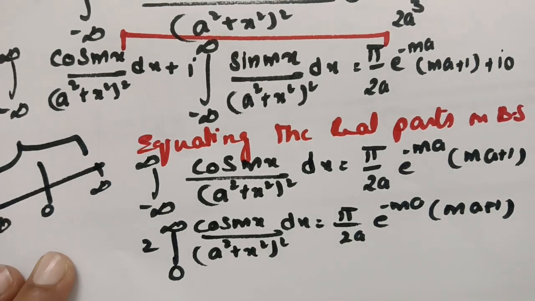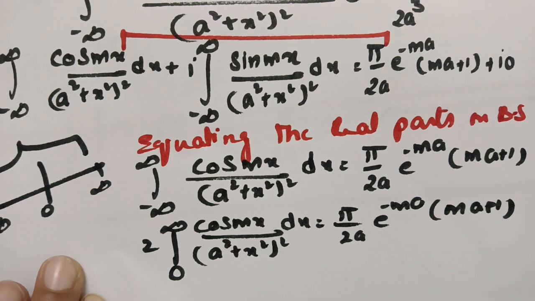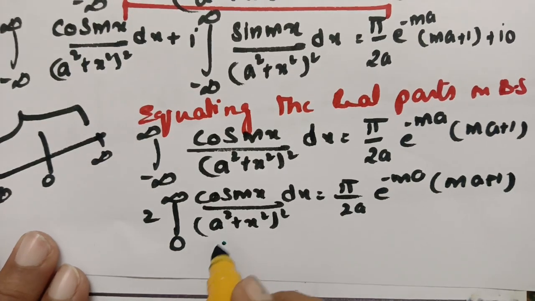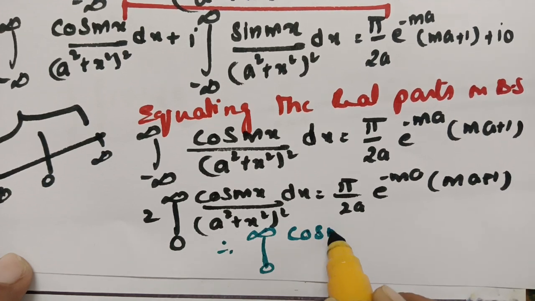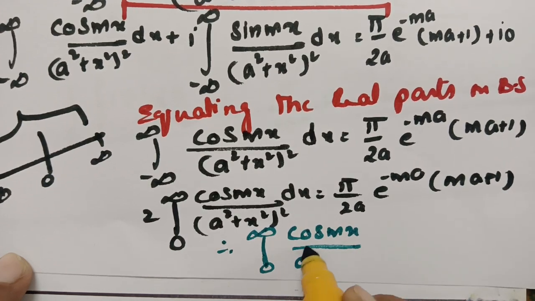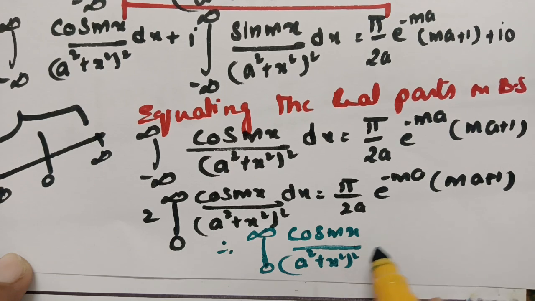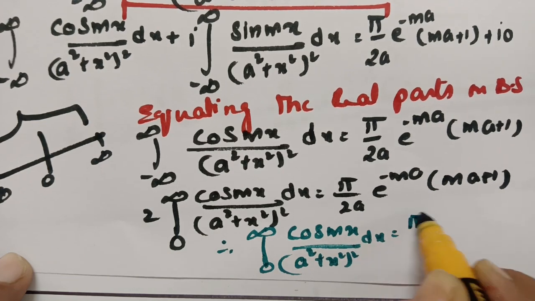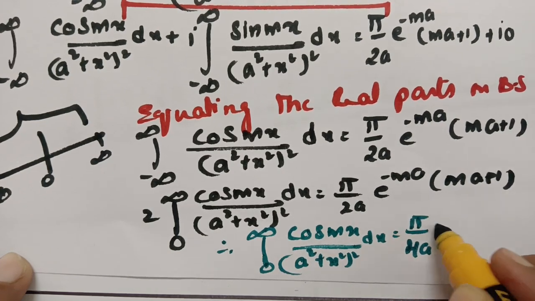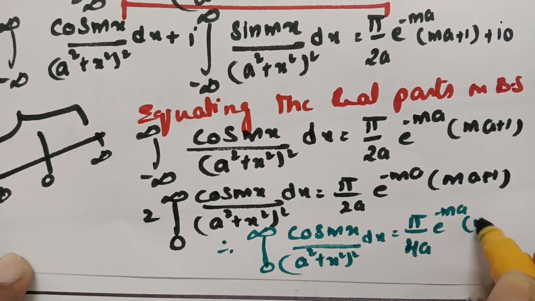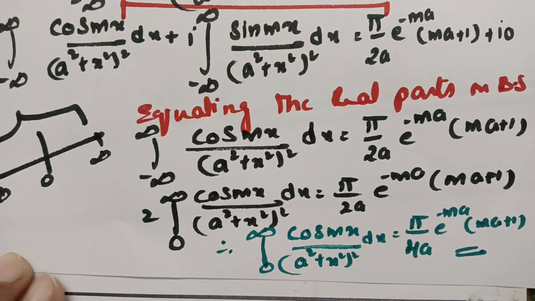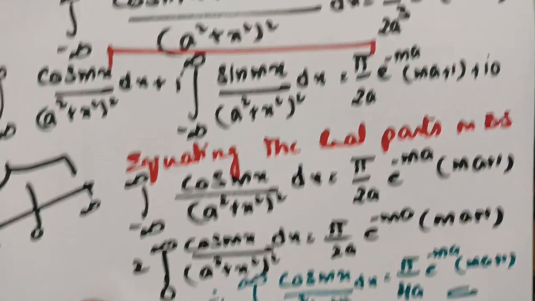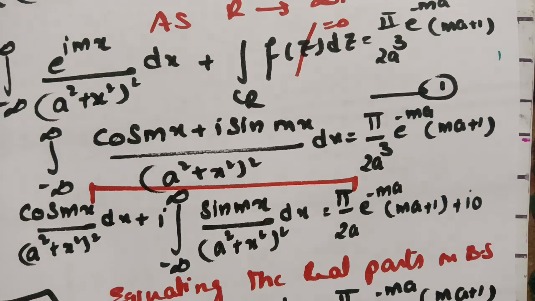So if I send this 2 to the other side, see clearly what happens here. Therefore, the integral from 0 to infinity of cos mx by (a square plus x square) whole square dx will be pi by 4a times e power minus ma into (ma plus 1). So this is how we have to solve, and this is what is asked in the question. To show that, I am showing you the question.